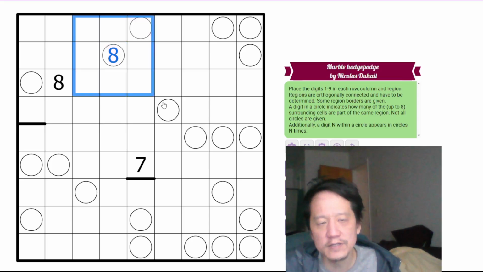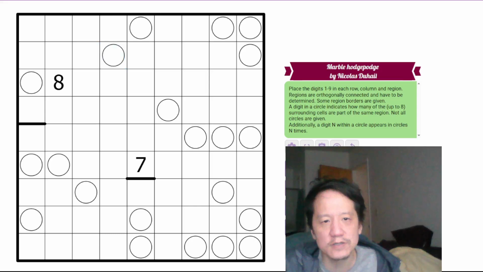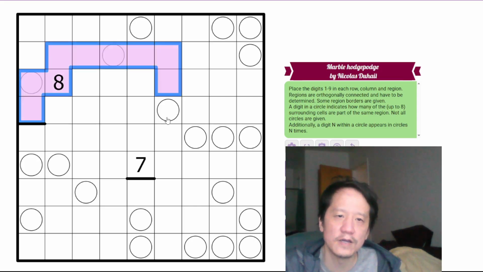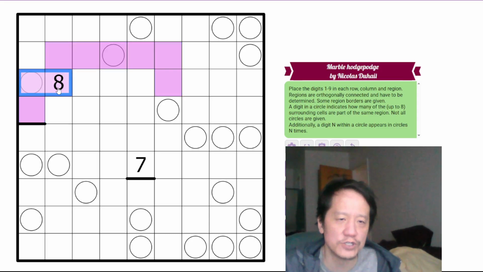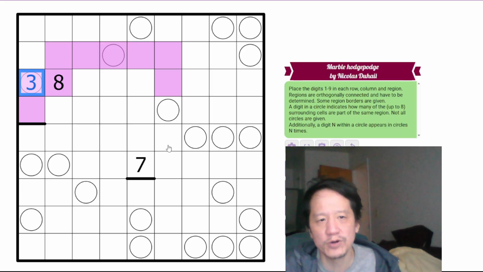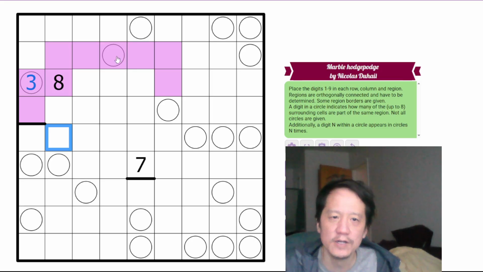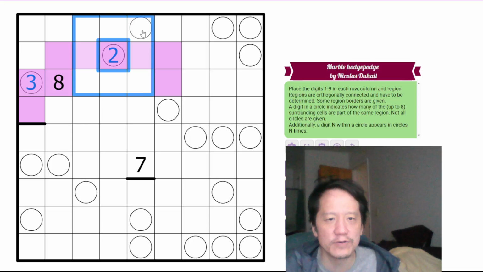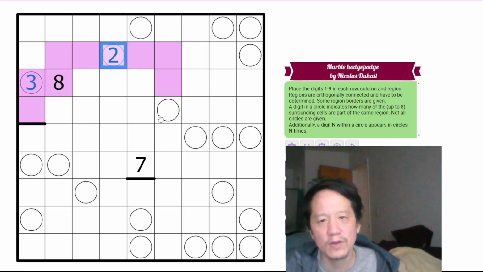Actually, let's show the example that we had. I don't even remember. It was something like this. Yeah, we had this as a region. This would say we have 1, 2, and 3 surrounding cells which are part of the same region, right? This would say there's 2 because it's those 2. And it's of the up to 8 surrounding cells, so it would be around this circle. So that's how digits in a circle work.